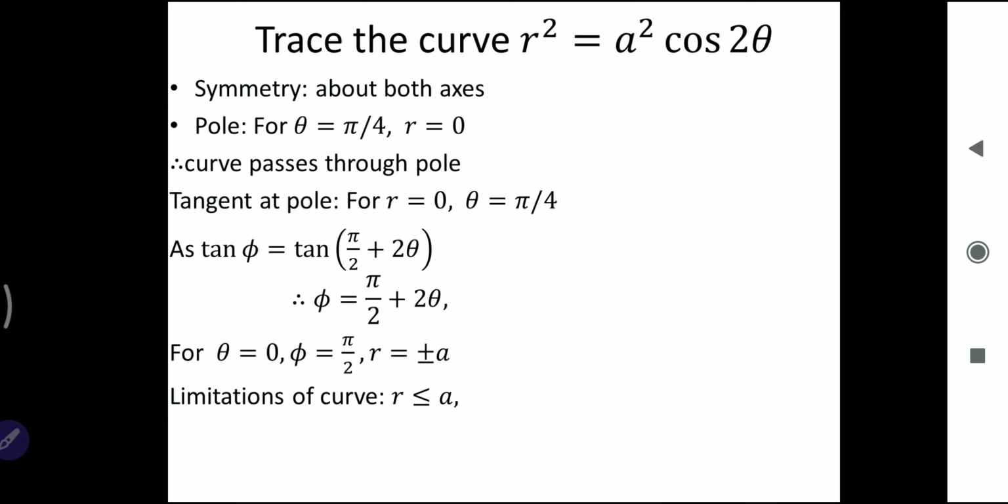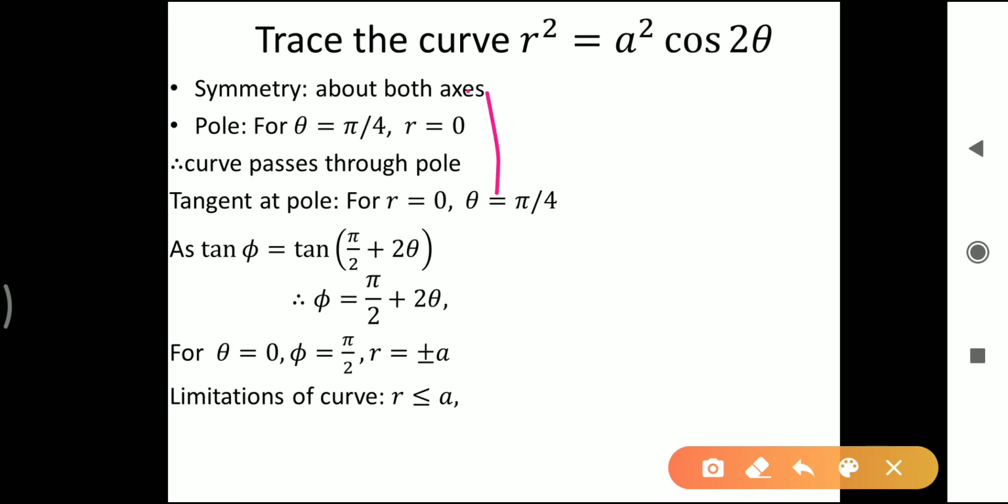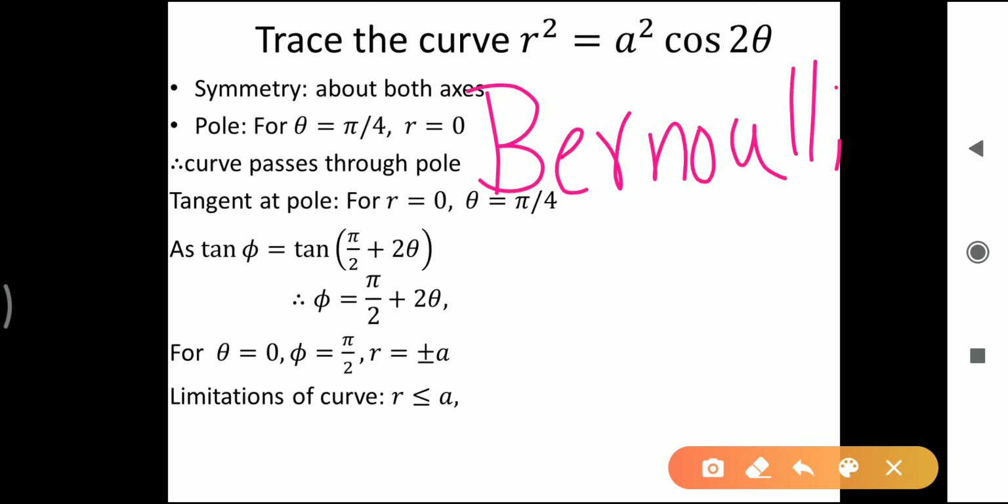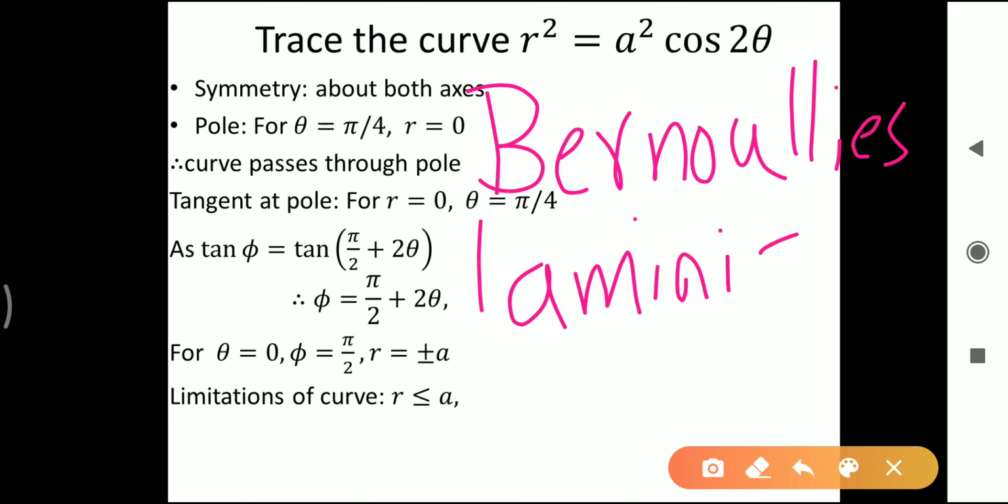Your first example is r square is equal to a square cos 2 theta. The curve that you are going to get is called Bernoulli's lemniscate. This is the name of the curve that we are going to see.